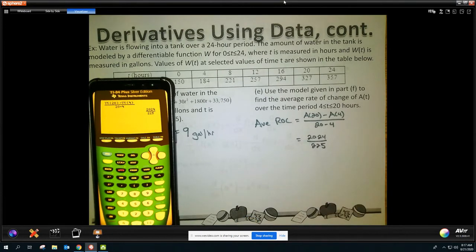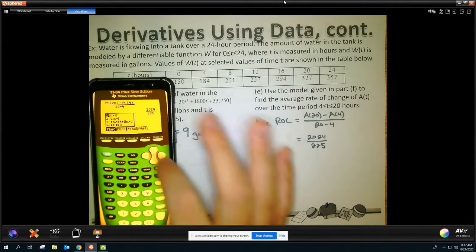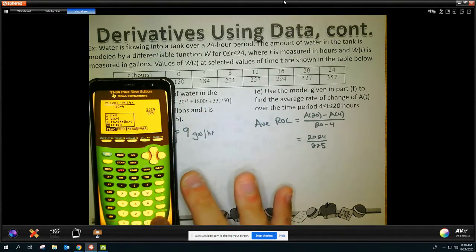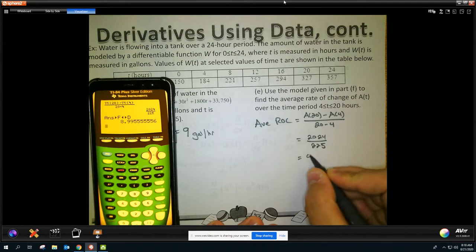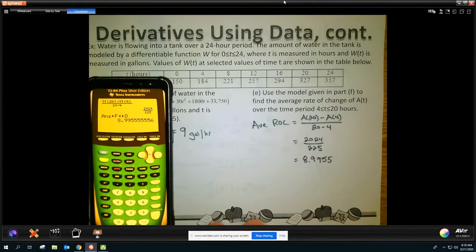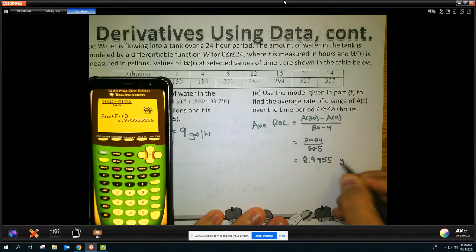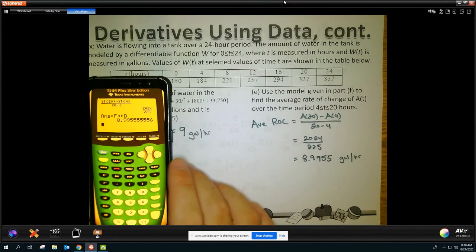If you happen to want the decimal version, if you just go to alpha F1, you can convert fraction into decimal with that last choice right there. And this is going to be 8.9956, doesn't really matter. I was going to write 9.0 for you. And this is going to be gallons per hour. So that is derivatives using data.